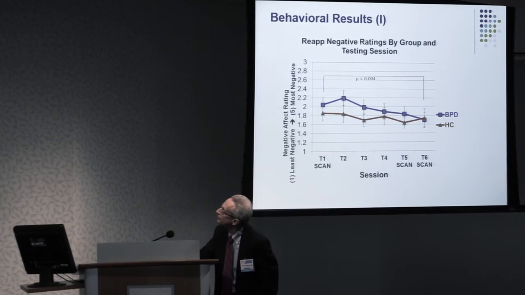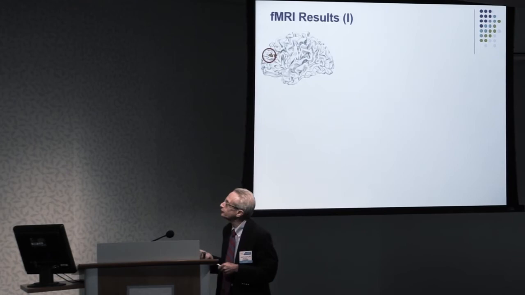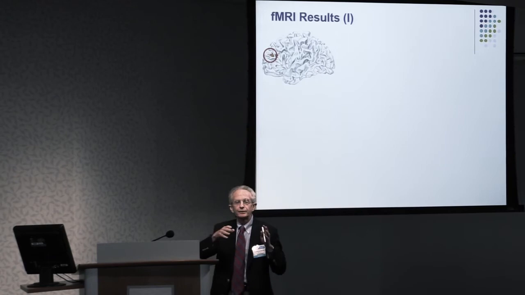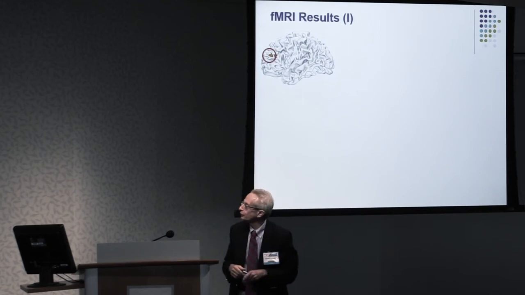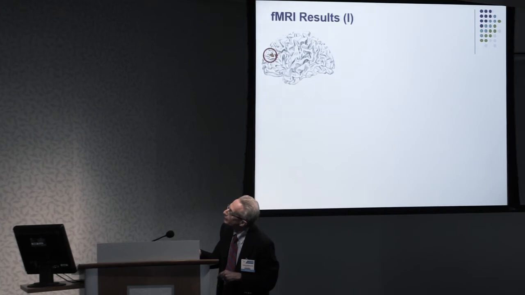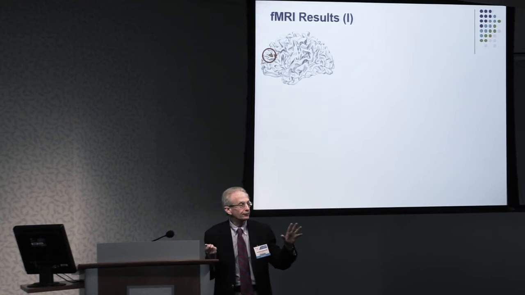So that's what's going on behaviorally. What's going on in the brain? Well, we found if we compared the activity in the brain from day 5 to day 1 in the borderline group versus the healthy control group, we found a number of areas that showed differences. And one area here is the left dorsolateral prefrontal cortex. That's one of the areas that is involved in downregulation in cognitive reappraisal.